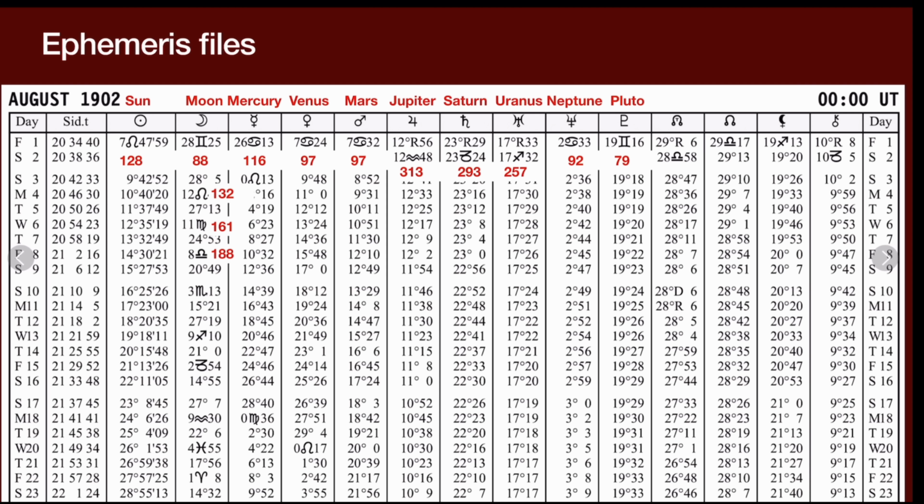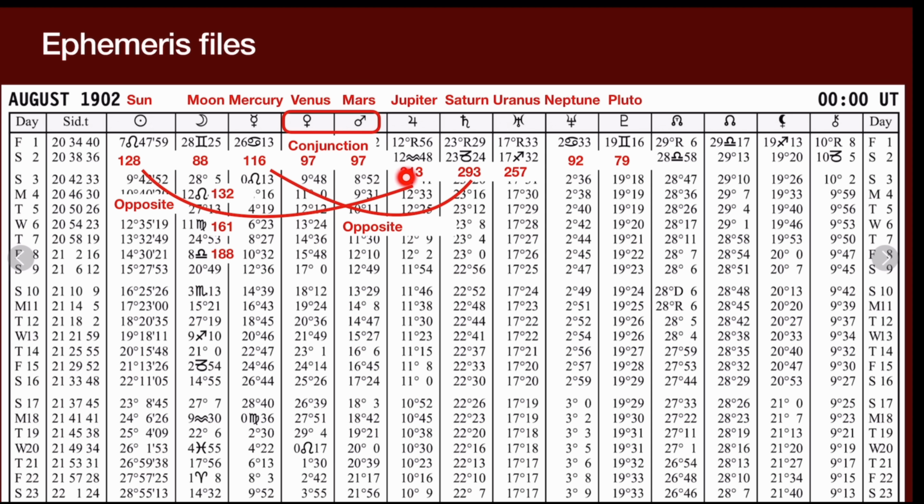Now what you've got to do is look at the aspects between the planets. So for example, you'd need to take 293 minus 116. Now that's a few degrees off 180, but essentially 180 degrees is opposite, and that's considered a negative aspect.